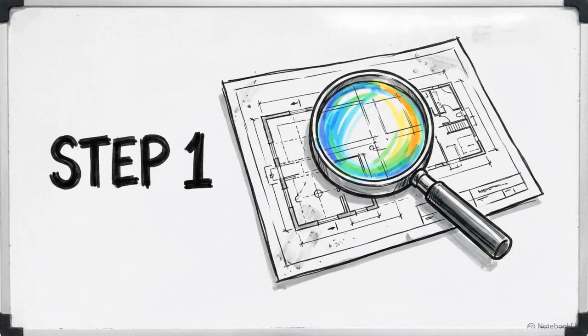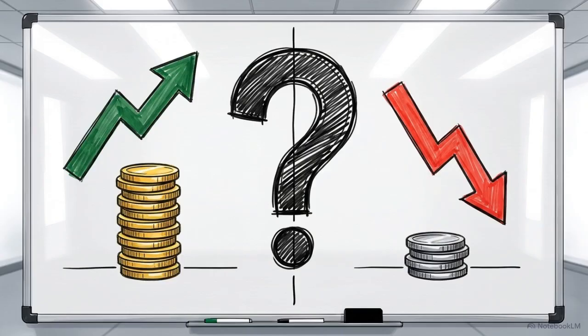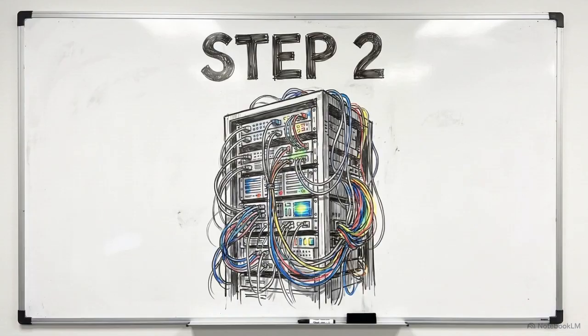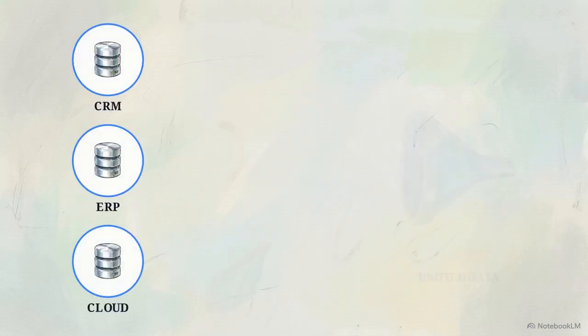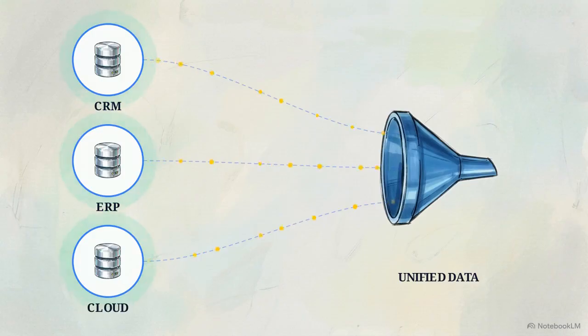The life cycle begins with Step 1, business understanding. Here, the analyst pinpoints the exact question to be answered. Why are profits decreasing even though sales are increasing? Once the problem is defined, Step 2 is data collection. The analyst extracts material from disparate sources, including CRM systems, ERP databases, and cloud storage.